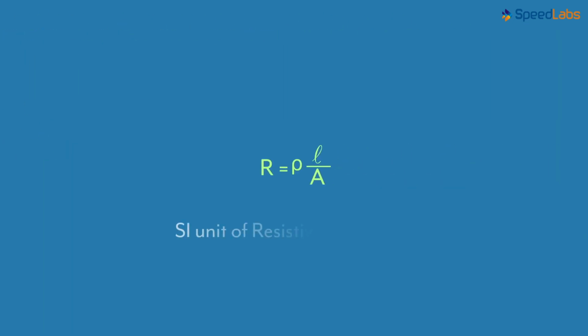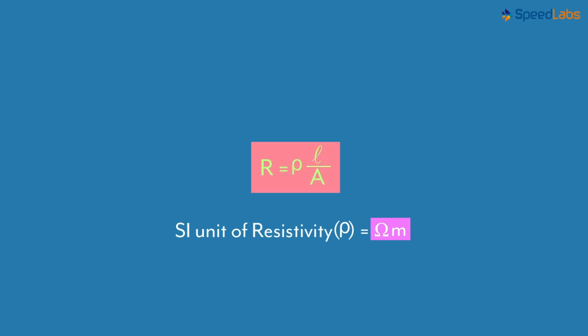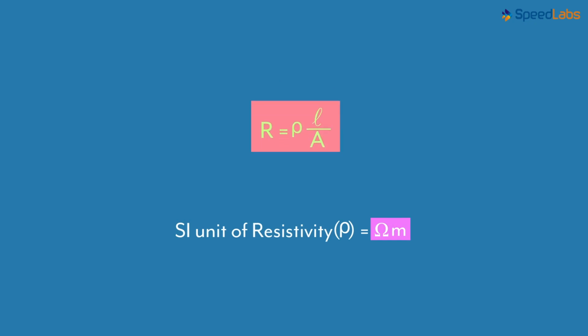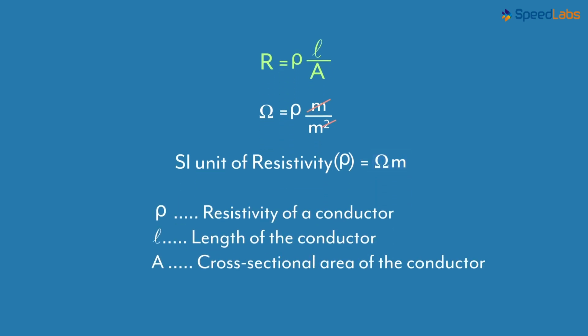The SI unit of resistivity is ohm meter. How is it ohm meter? We can look at this formula and deduce it. The unit of resistance is ohm, the unit of length is meters, and that of area is meter squared. Cancelling and transposing the units gives us the SI unit of ρ as ohm meter. We will understand resistivity in detail in the next video.